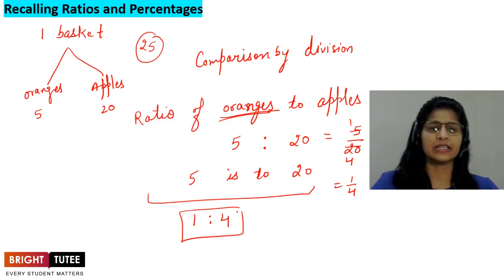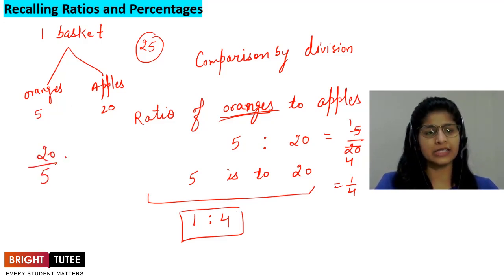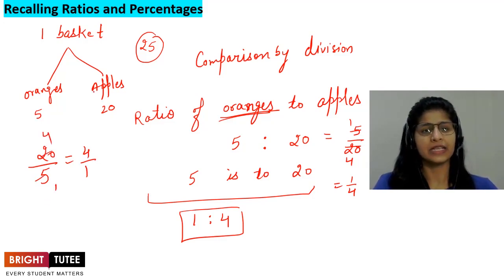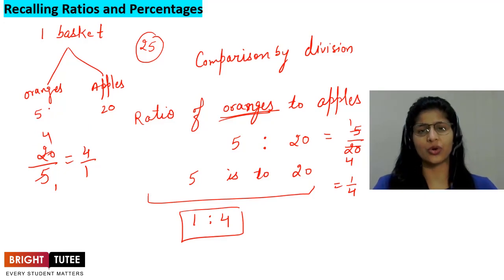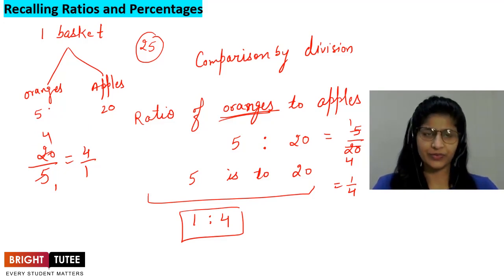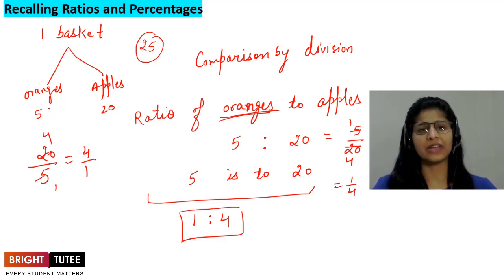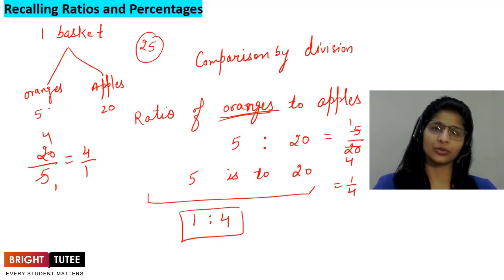In other ways, suppose we calculate the ratio of apples to oranges, it comes out as 4 upon 1 after cancelling, right? So we say the number of apples is 4 times the number of oranges. So this is ratio and comparison by ratio, right? Now suppose we have to calculate what percentage of the fruits are oranges and what percentage of fruits are apples. How do we do that?